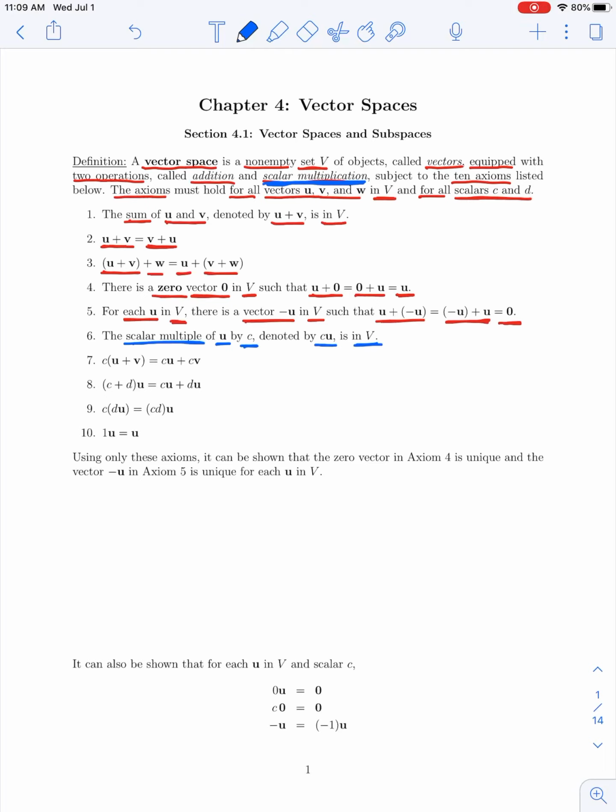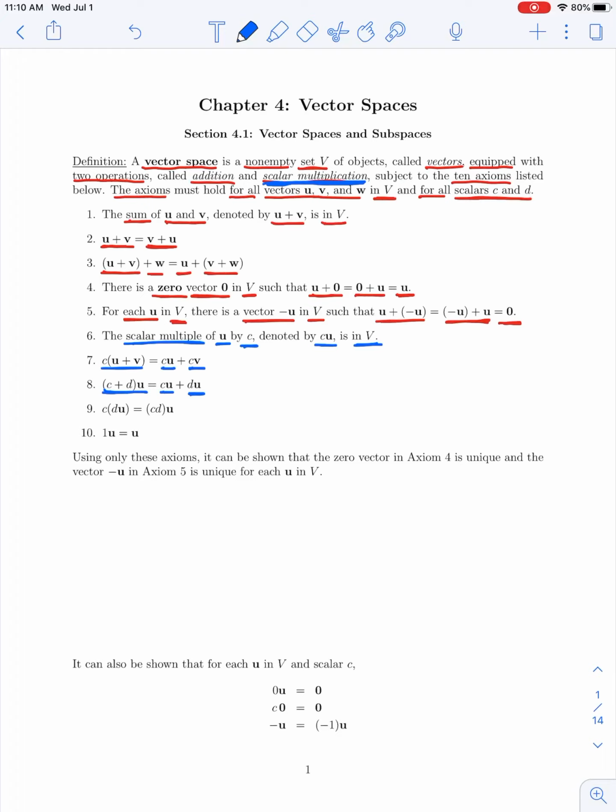The second property is the distributive property for scalar multiplication, namely that c times the sum of u plus v is the same as the sum of the scalar multiples cu and cv. Similarly, in property 8, if we have a sum of two scalars, c plus d, and we're taking that multiple of u, that's equivalent to the sum of the scalar multiples cu and du.